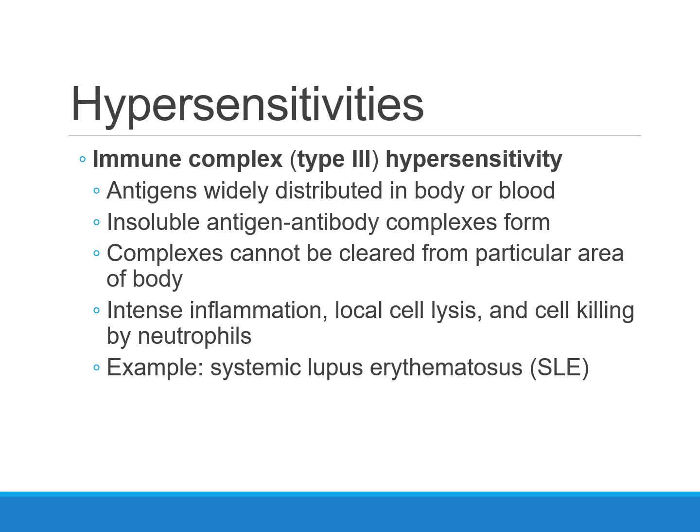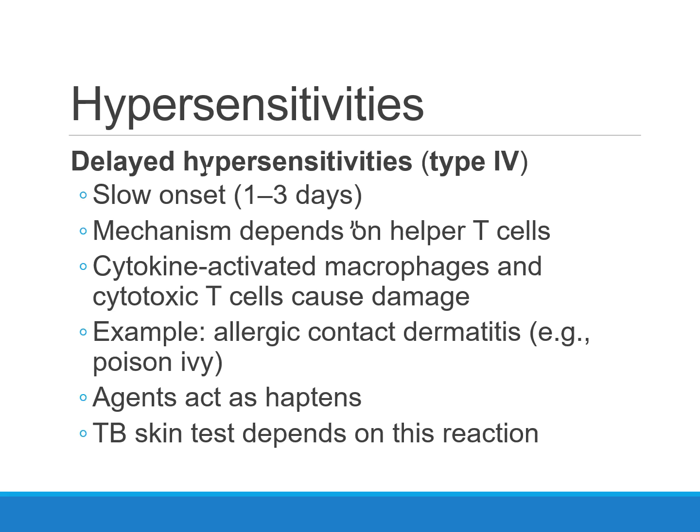In immune complex type 3 hypersensitivity, the antigens are widely distributed in the blood or in the body. The insoluble antigen-antibody complex forms. The complexes can't be cleared. So we talked about the different ways that we can clear them. In this case, it can't clear them. And so you have intense inflammation, local cell lysis, and cell killing by the neutrophils. And this is what happens in lupus.